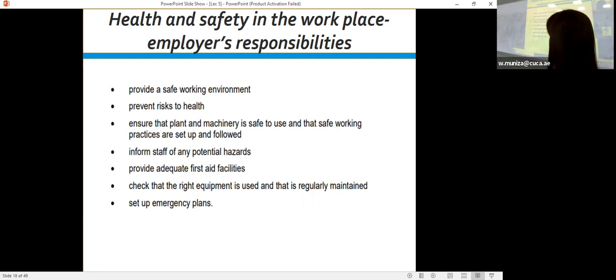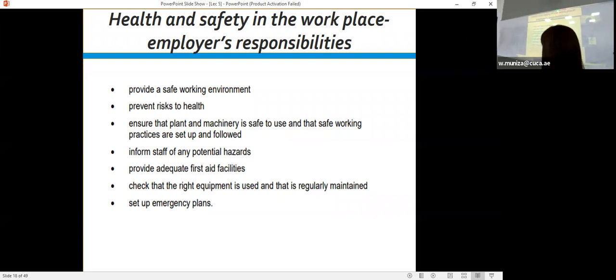Inform staff of any potential hazards. If there are any kind of potential hazards or threats present inside the organization, they are to be addressed properly. Provide adequate first aid facilities. If you can see in this organization, we do have a clinic also. Have you seen? Check that the right equipment is used and that it is regularly maintained. Set up emergency plans like fire exits, etc.